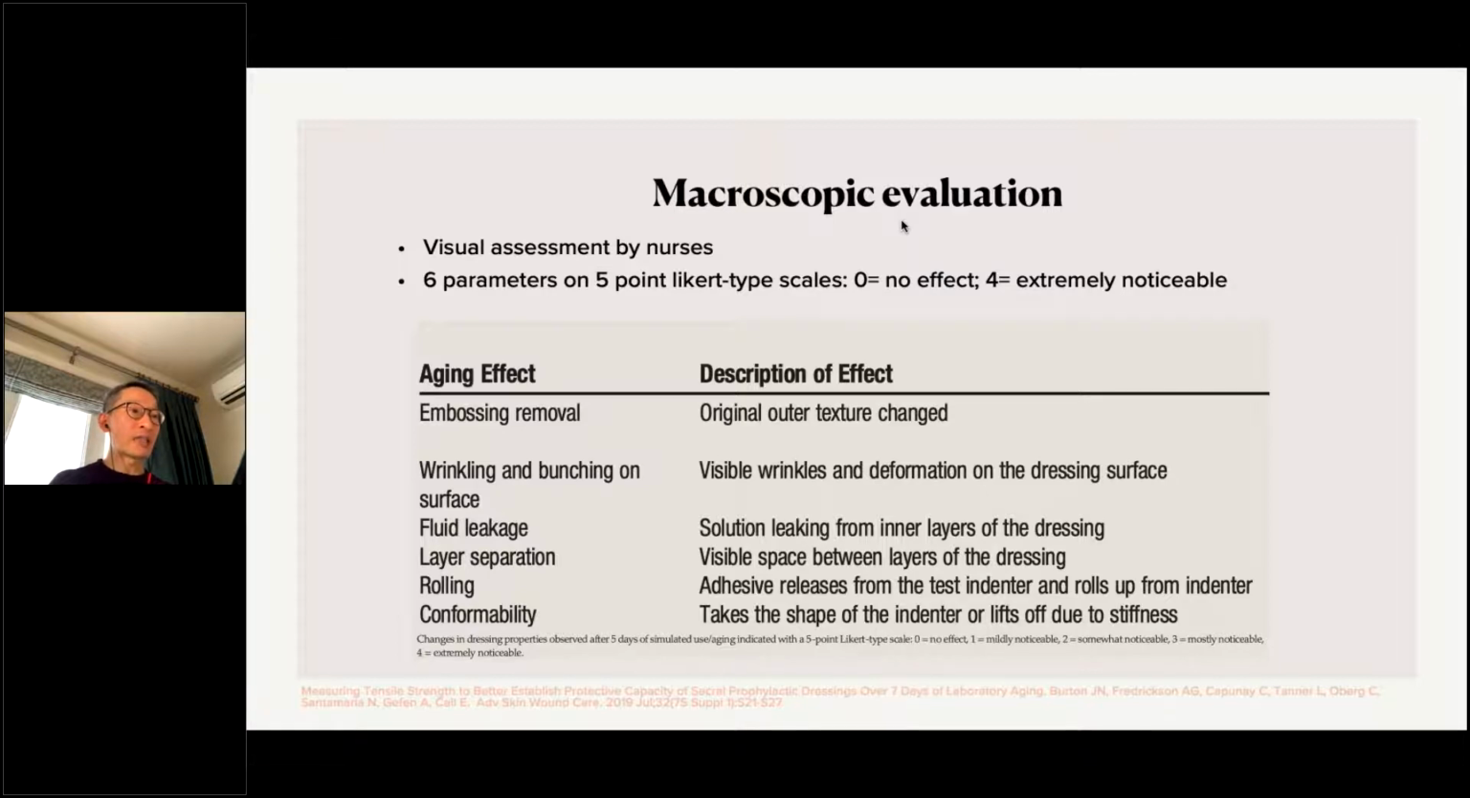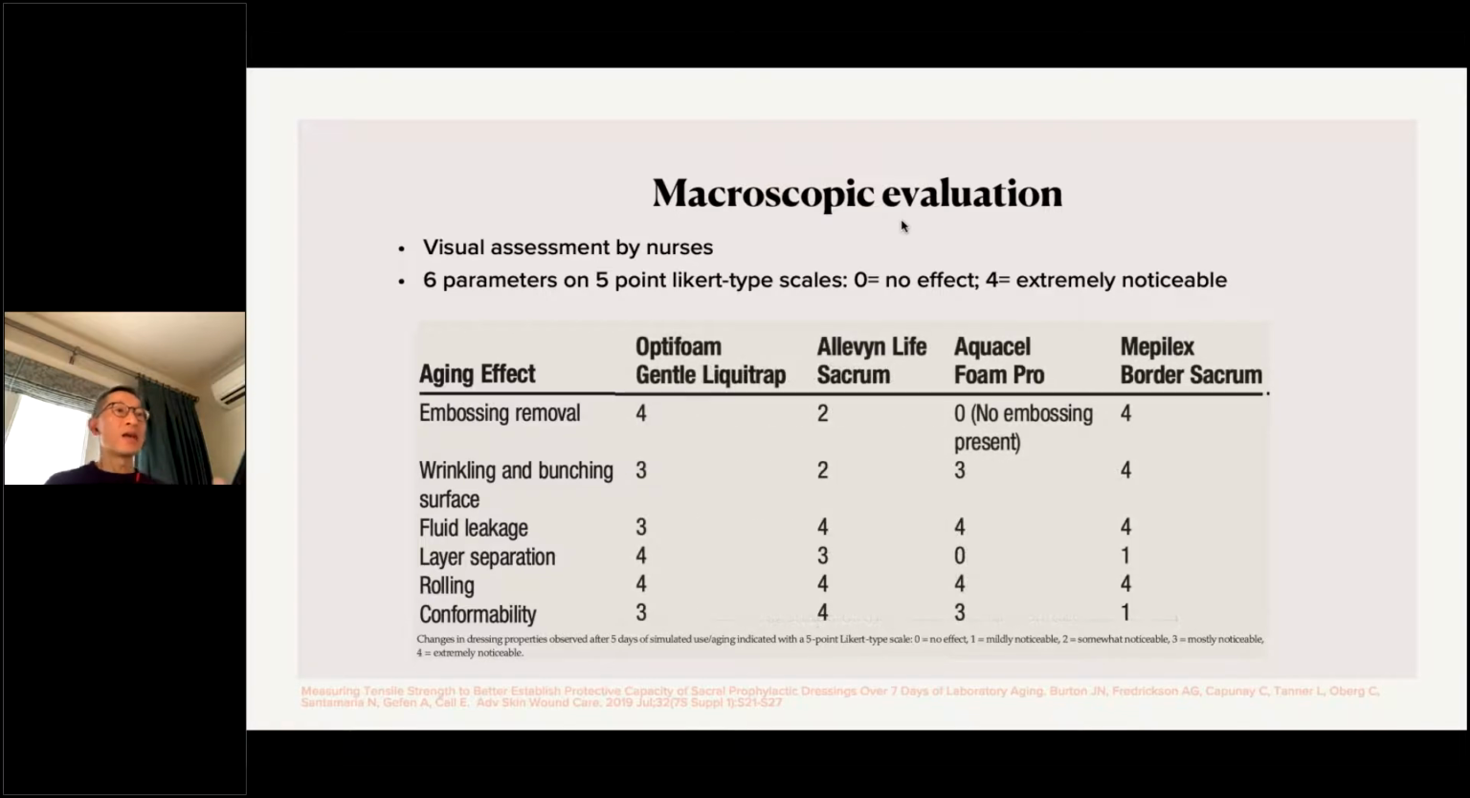In terms of, are they losing the marking on the dressing? Is there any wrinkling or bunching on the surface? Is there any evidence of fluid leakage? Are the layers separating from each other, the rolling problem, and does the dressing continue to have the ability to conform to the contour of the body, right? And what you see here, again, is a comparison of all the different dressings out there, and you can see Macroscopic border seems to be at a pretty high performance level, able to perform quite well.